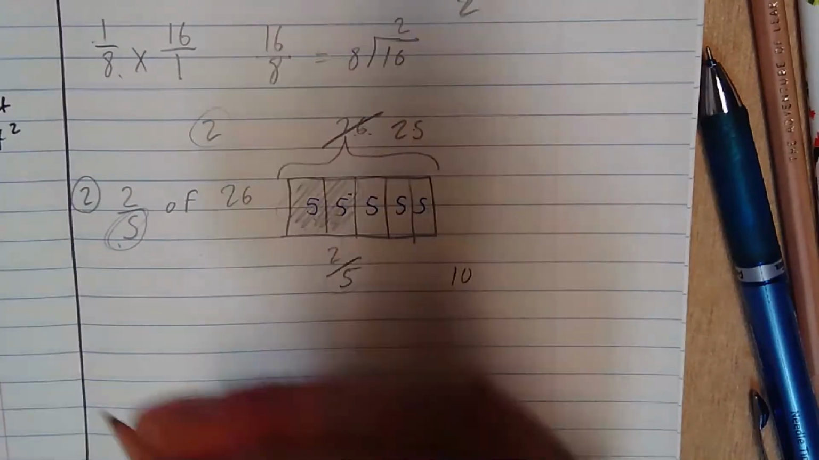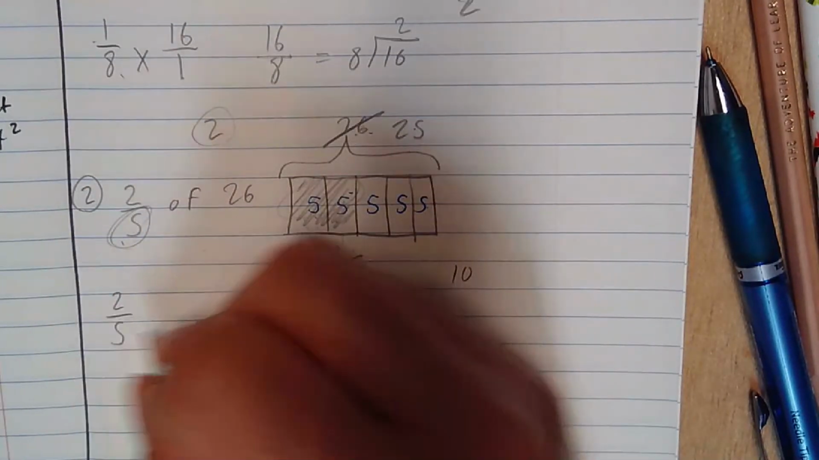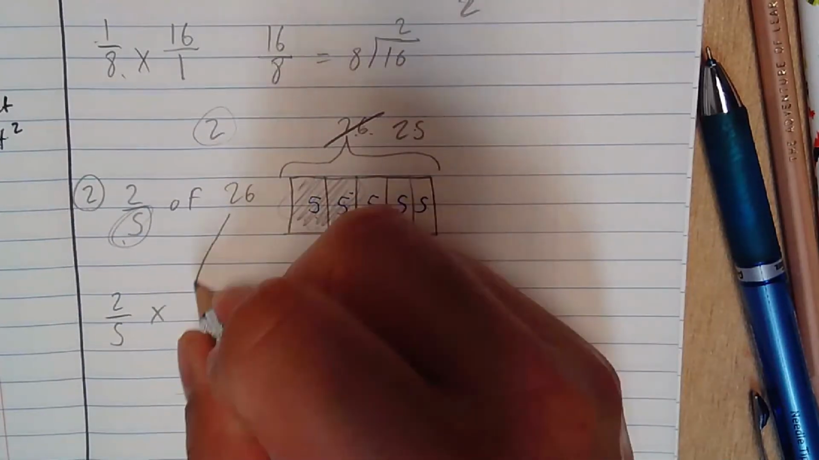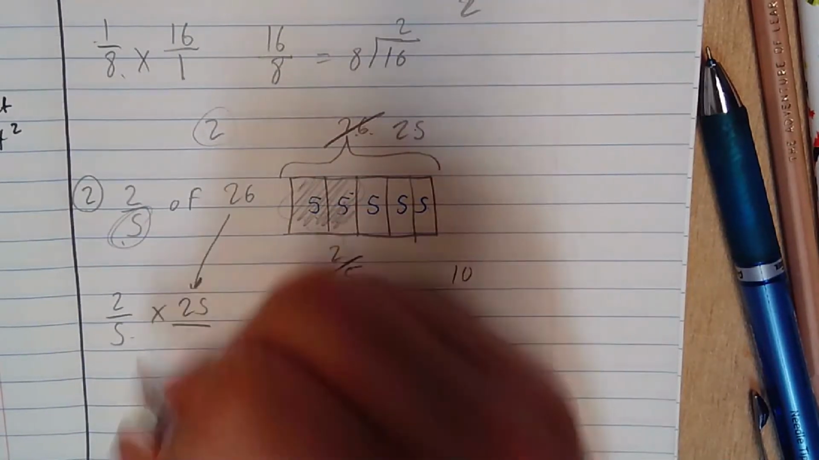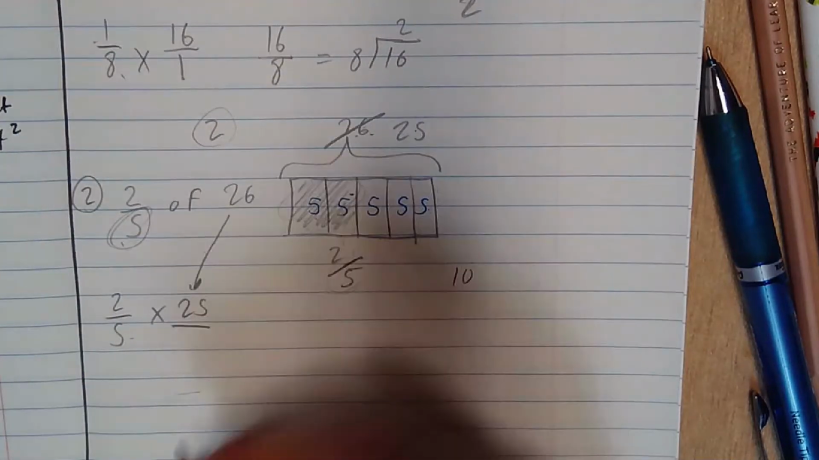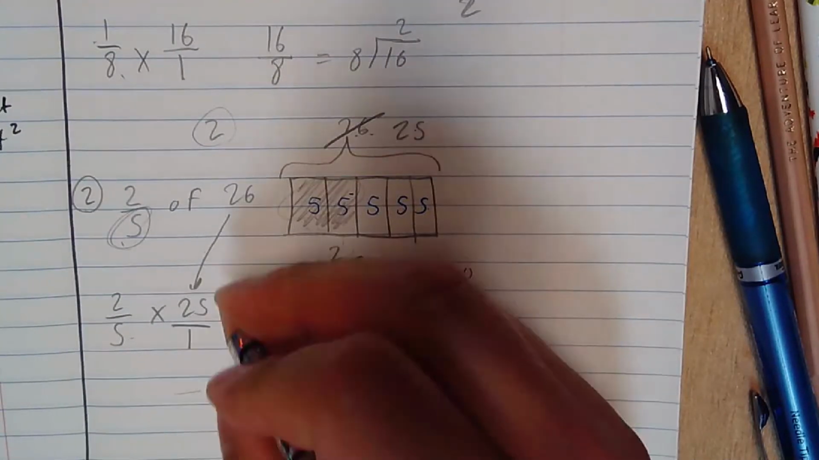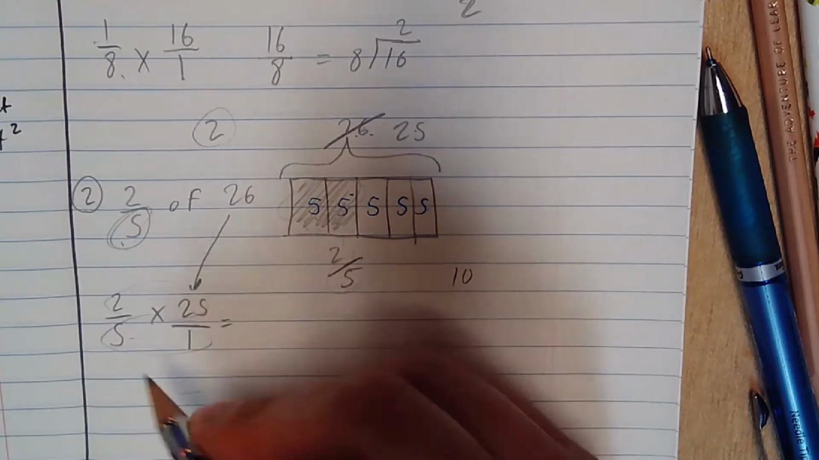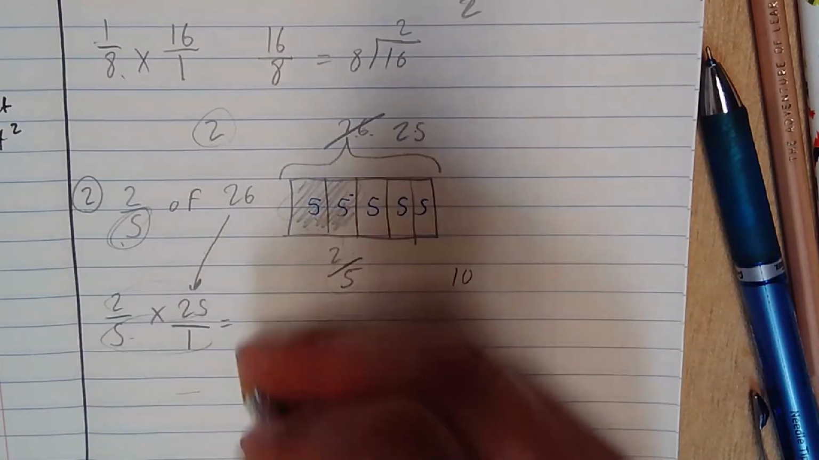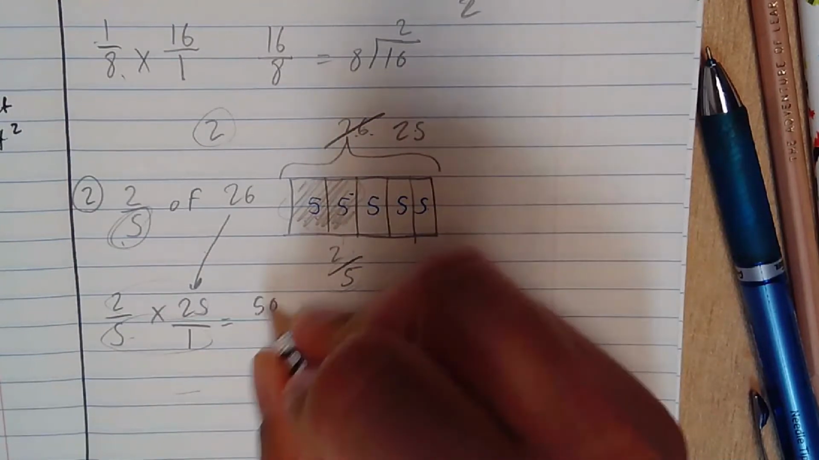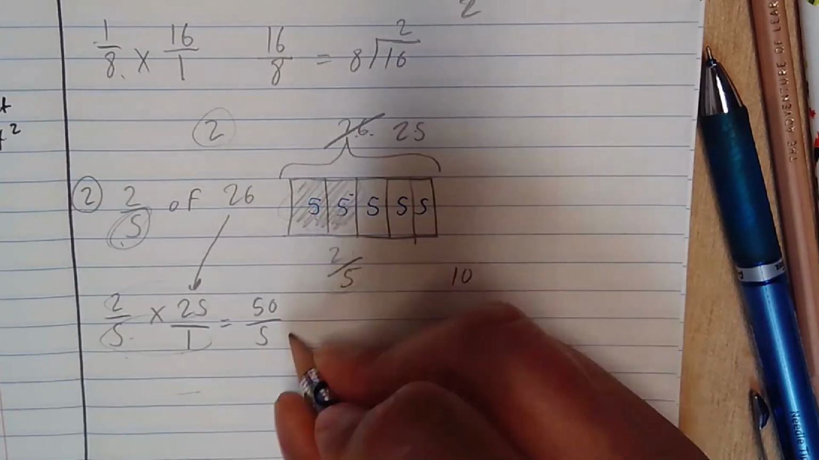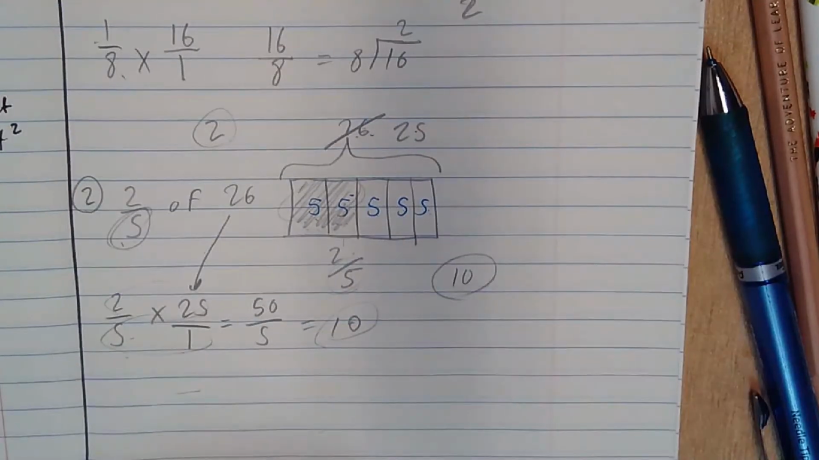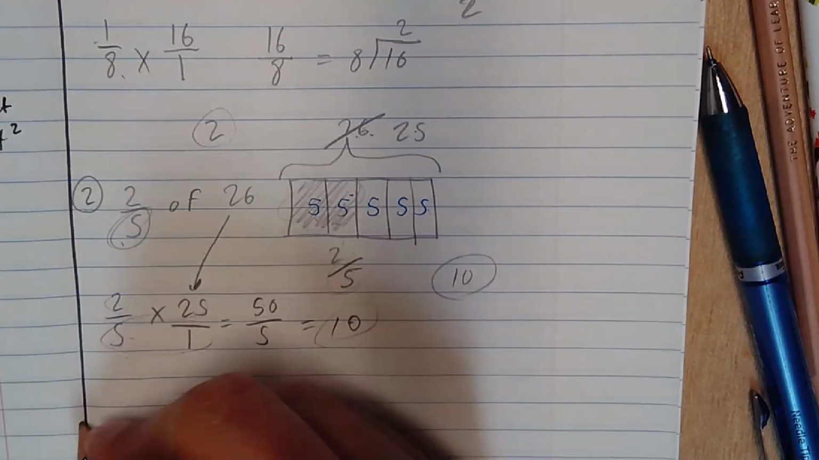Okay, so here we go. Of means you're going to multiply. We decided not to use 26. We're going to use 25 instead. It's more compatible with the 5. You can divide it easily this way. Change the whole number into a fraction by adding 1 under it. Numerator times numerator, denominator times denominator. 2 times 25 is 50 over 5, which is 5 times 1. And that gives me 10 again. Okay, hope that helps.